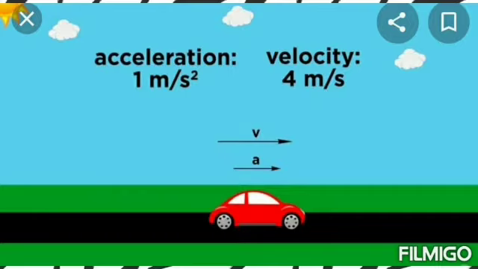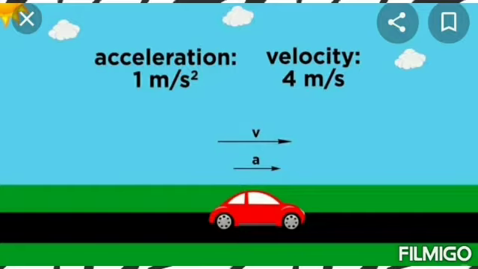So acceleration is also a vector quantity. Why are we saying vector quantity? It has both magnitude and direction. What is the unit of acceleration? Meter second power minus 2 is the unit of acceleration.